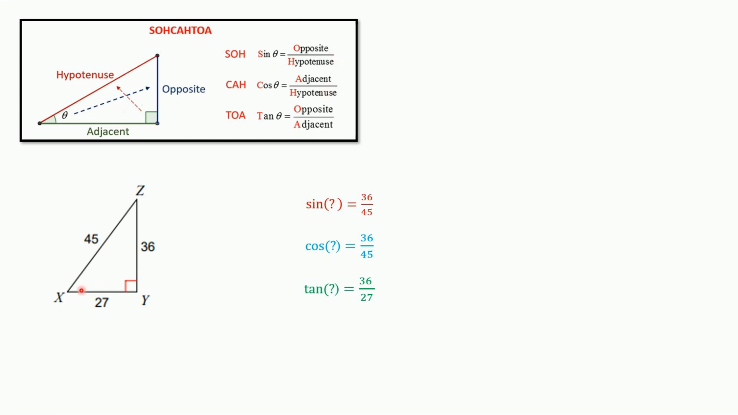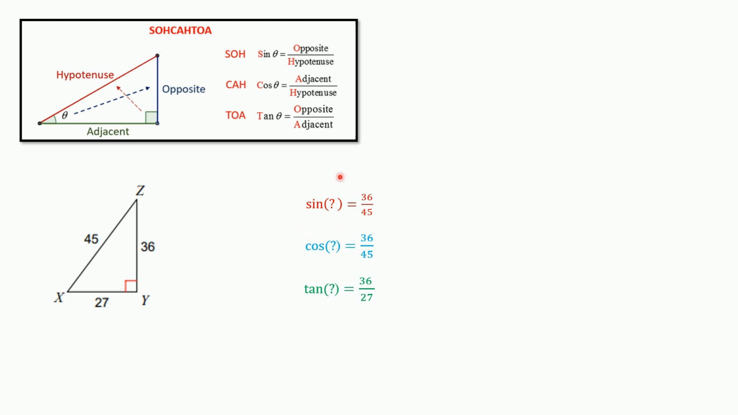Well, it looks like that would be angle X. The opposite is 36 and the hypotenuse is 45. So I would say that the sine of X is this. Now it says cosine of what is 36 over 45? Well, cosine is adjacent over hypotenuse. So which angle is adjacent to this side, 36? Well, that would be Z. So I think this would be Z.